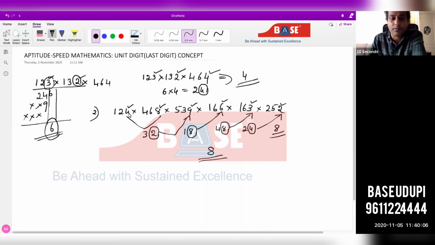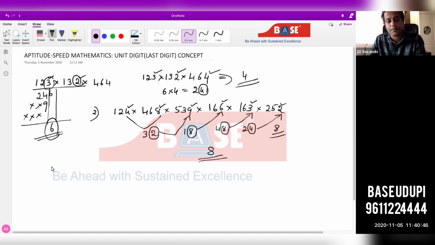I'll repeat. See, 4 into 8, 32, ends with 2. 2 nines are 18, ends with 8. 8 sixes are 48, ends with 8. 8 threes are 24, ends with 4. 4 twos are 8, ends with 8. So the product ends with 8. So no need to multiply 32 with 9, you can multiply 2 with 9. No need to multiply 18 with 6, you can multiply 8 with 6. Again, no need to multiply 48 with 163, you can multiply 8 with 3. No need to multiply 24 with 252, you can multiply 4 with 2 equals 8.